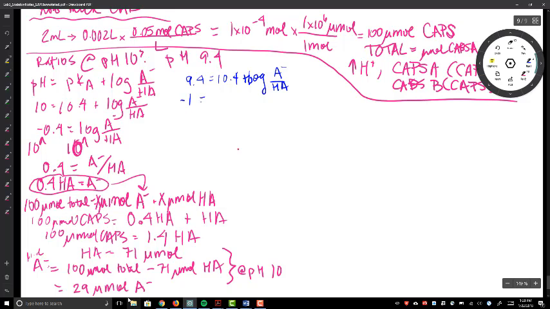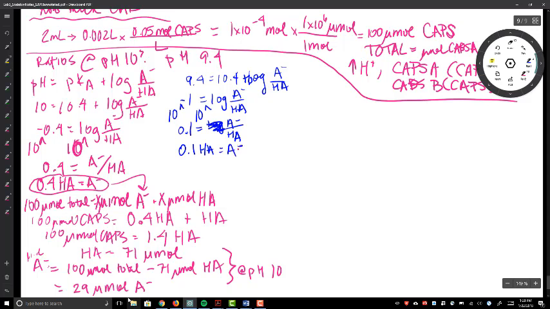So -1 is equal to log of the caps base over the caps acid. Again, this is a log 10, so to get rid of the log, we have to take 10 to the power of both sides. And so then we get 0.1 is equal to the log of A minus over HA. So then we get rid of the log. We got rid of that with the 10 to each side. So then 0.1 HA is equal to A minus.